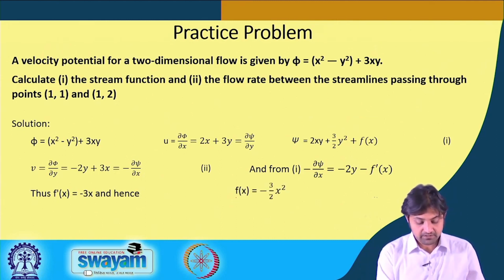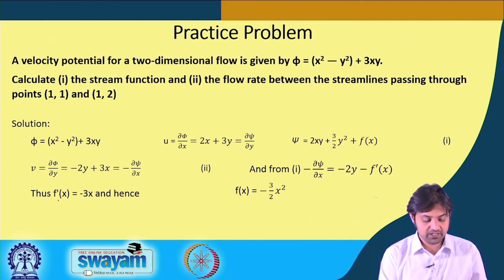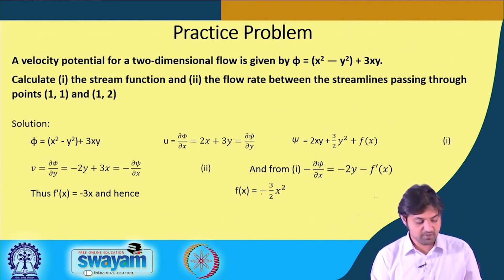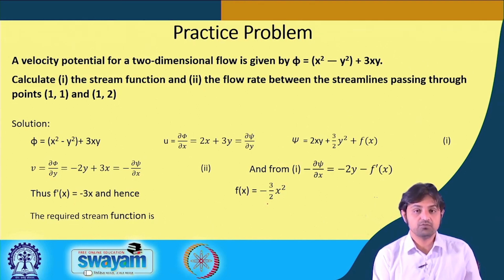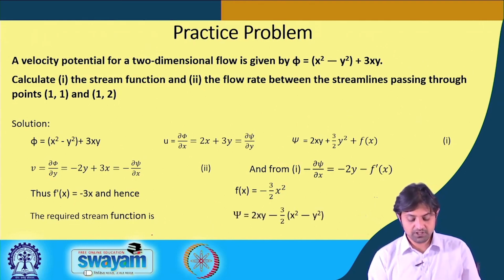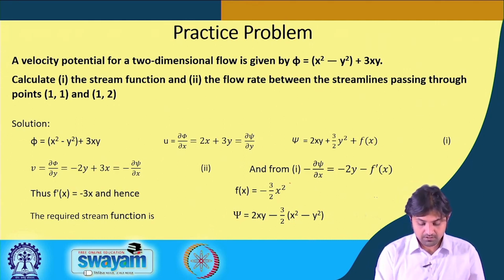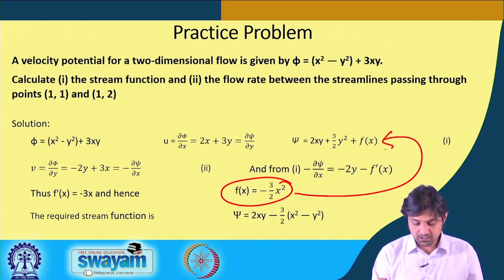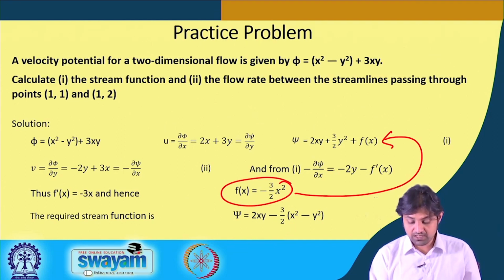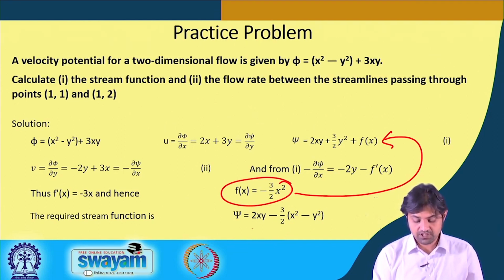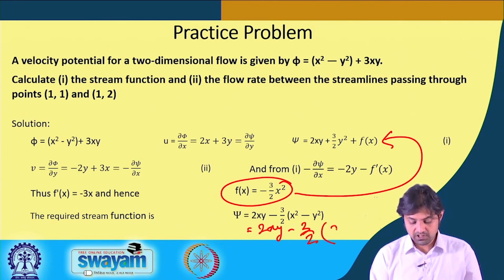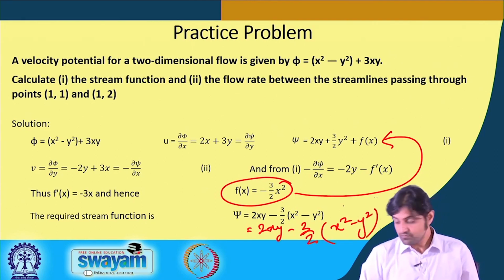So, because we obtained f dash x, f of x is minus 3 by 2 x square. Therefore, the required stream function, substituting f of x into equation 1, will be 2xy plus 3 by 2 y square minus 3 by 2 x square. So it can be written as 2xy minus 3 by 2 times x square minus y square, same as this.